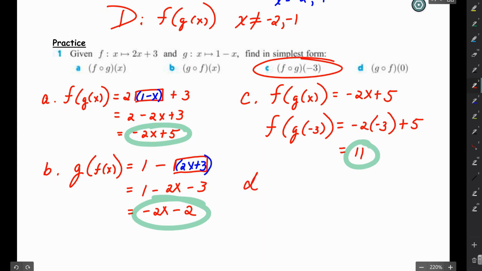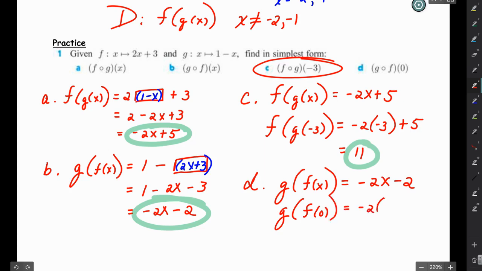For letter D, we want g of f of 0. So we need to write out g of f of x, which we've already found. And we know that that's negative 2x minus 2. And we want g of f of 0. So we're going to replace x with 0 everywhere in the function. And that'll give us negative 2.